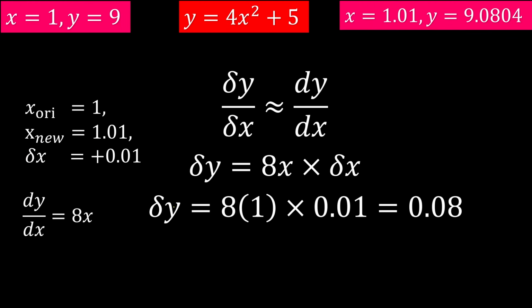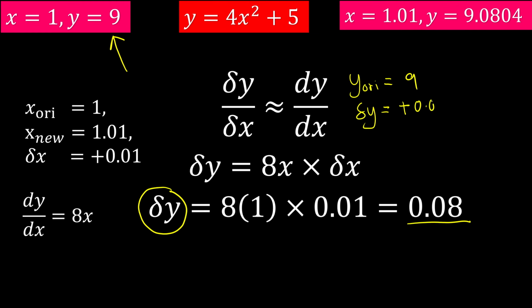How do I get my new y? My original y is 9, right? You still remember? We computed when x equals 1, y equals 9. Now we know y is going to experience a change of 0.08. So we can say that the change of y is going to be positive 0.08. So can you tell me what is the new y? Yes. The new y is going to be the original plus the change. So the new one is going to be 9.08.